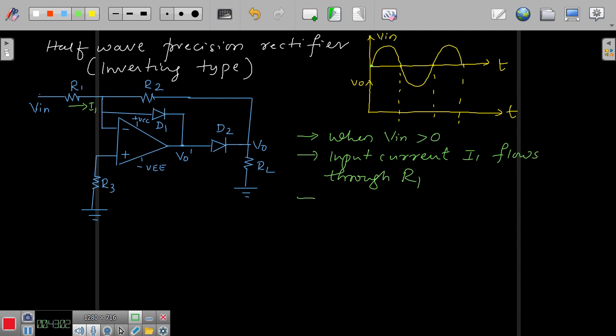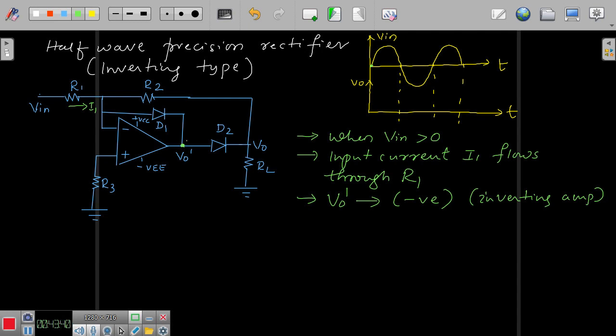So what will be the value of V0 dash now? Can somebody tell me? It is negative because we are using an inverting amplifier. It is basically used as the inverting amplifier, right? So now when this V0 dash is negative, this is the important point for you to note down, right?